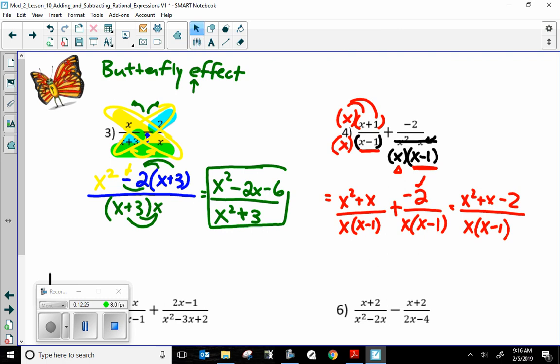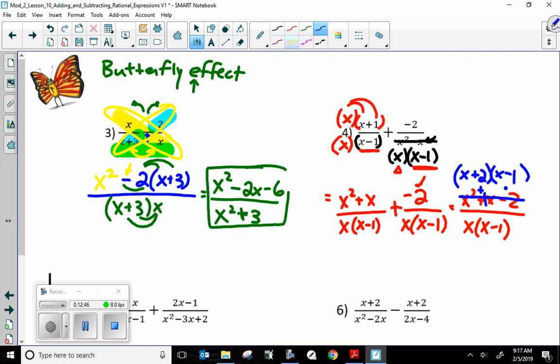Now, am I done? They want these simplified completely. The top can actually be factored. That is 2 numbers that multiply to be negative 2, so this should be a positive times a negative, that add to positive 1. Positive 2 and minus 1. And look what they did to us. Tried to sneak one by us. Now, what can I cancel on the top and bottom? X minus 1 cancels with x minus 1.